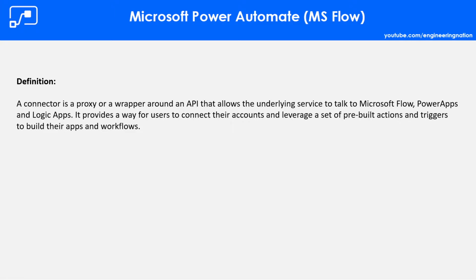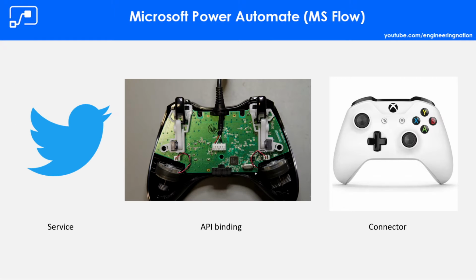A connector is a proxy or a wrapper around an API that allows the underlying service to talk to Microsoft Flow, Power Apps and Logic Apps. It provides a way for users to connect their accounts and leverage a set of pre-built actions and triggers to build their apps and flows. I know this definition is confusing and not very clear, but we will get it clear in the next slide.